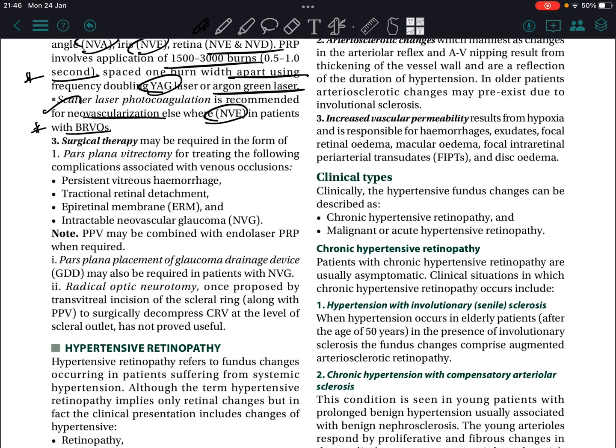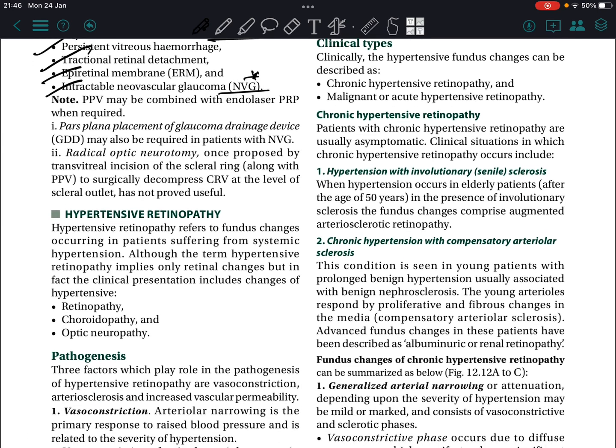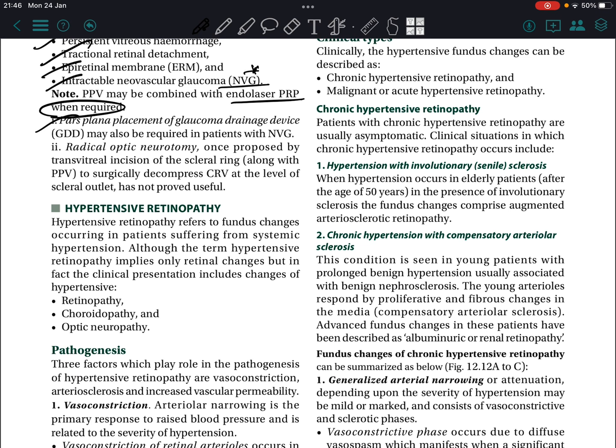Surgical therapy may be required in the form of pars plana vitrectomy for treating the following complications associated with venous occlusion: persistent vitreous hemorrhage, tractional retinal detachment, epiretinal membrane, and intractable neovascular glaucoma. Note: PPV may be combined with endolaser PRP when required. Pars plana placement of a glaucoma drainage device may also be required in patients with NVG. Radial optic neurotomy, once proposed as a transvitreal incision of the scleral ring to surgically decompress the CRV at the level of the scleral outlet, has not proved useful.